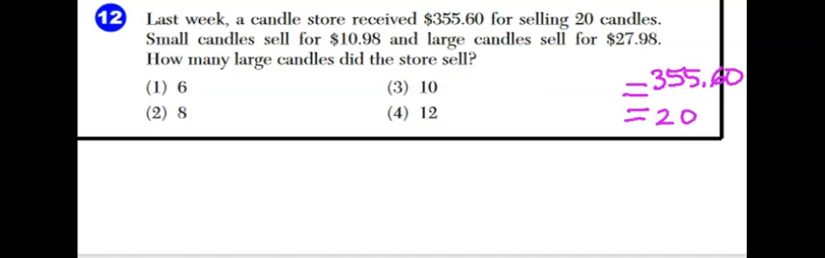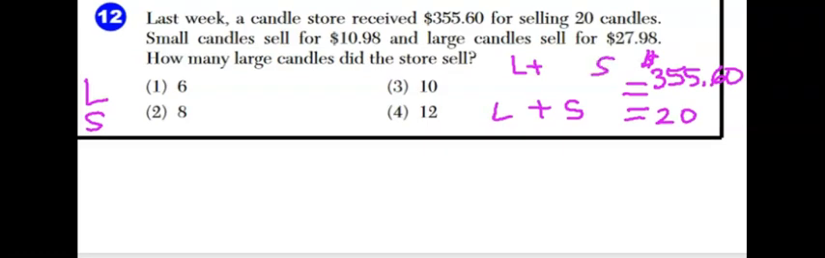Now we know we have large and small candles, so we can call them L and S. And the basics is that if you add all the large candles we sell to all the small candles we sell, then that would be 20 in total. This top sentence, though, talks about money. So I have to add up all the money for the large candles and all the money for the small candles, but I have to know how much money they each are. So this sentence needs the money for the coefficients.